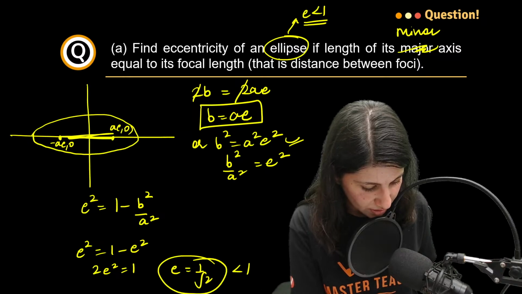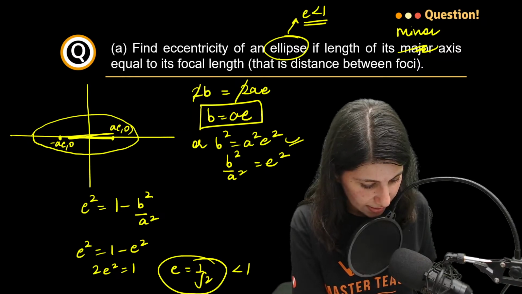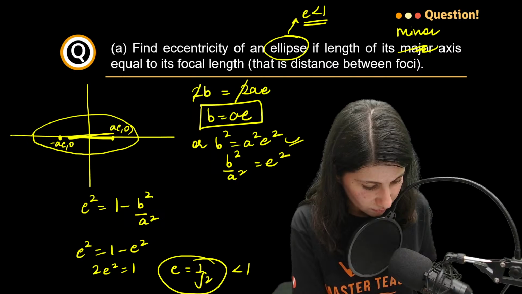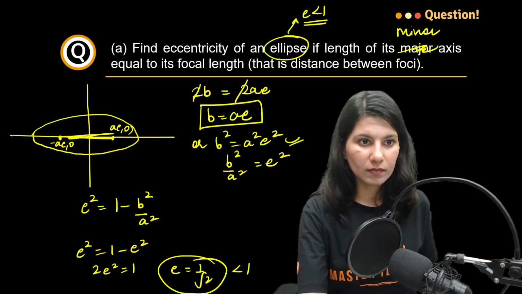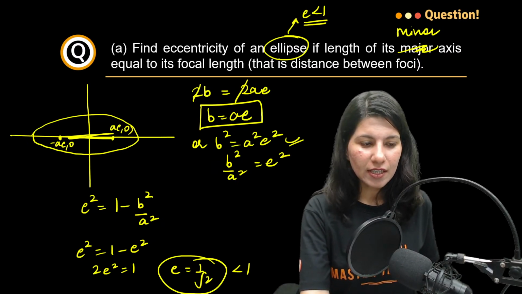What happened, Sonia Jiva? Are you not understanding? Getting it now? Eccentricity. So basic things we have applied. Now this is your A part.